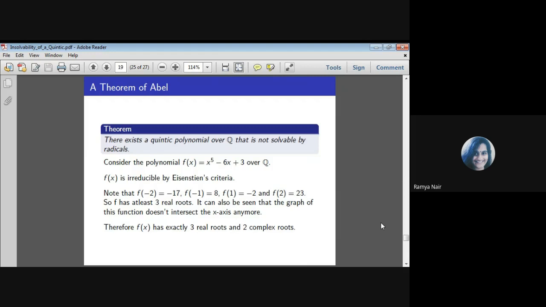And you can see that the graph of this function does not intersect the x-axis anymore, because as you go towards the negative side, it just goes down to minus infinity, and as you go up the positive side, it shoots up to plus infinity. So this does not intersect the real line anymore. Then we can say that this polynomial has exactly 3 real roots. Since this is a degree 5 polynomial and it should have 5 roots, the other 2 are complex roots.